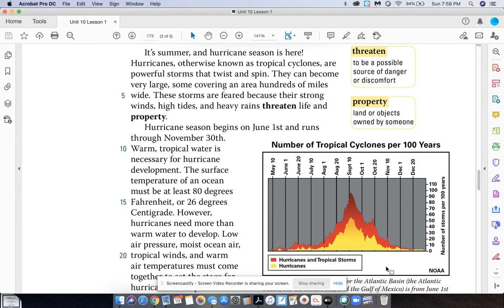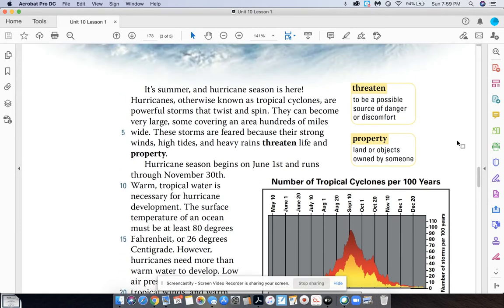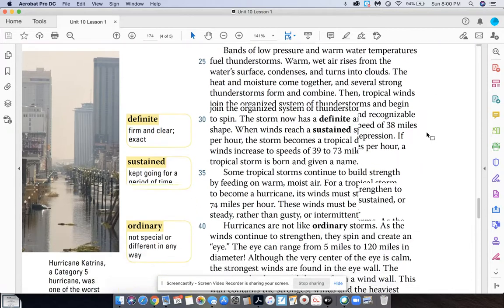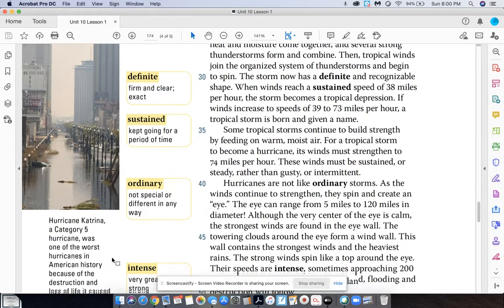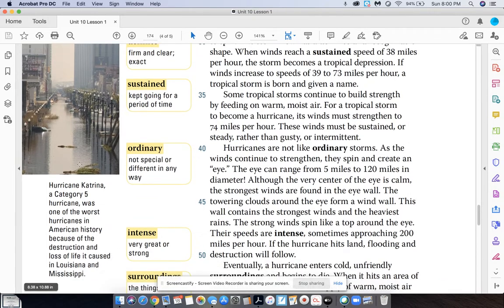This is telling us about the number of storms per 100 years and the number of tropical cyclones per 100 years. In Language Live, all of the vocabulary words in a unit are bolded in the text passage, and they are highlighted in yellow in the margins. We look at pictures. We look at the caption underneath the pictures.